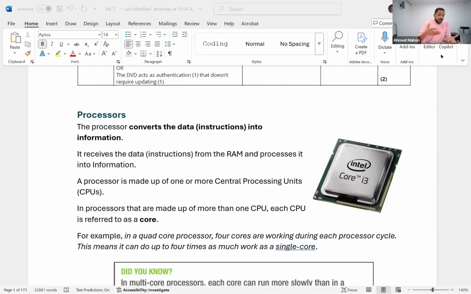Now, typically, a laptop will have a speed of 2 gigahertz. What does that mean? 2 gigahertz means 2 billion, not 2, not 200. 2 billion, right?